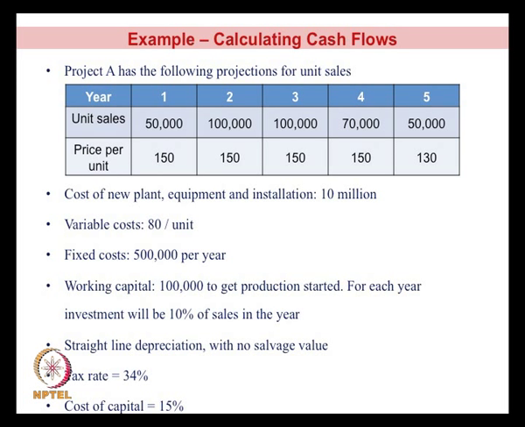For running the plant, there are some costs that are incurred on a yearly basis. For example, there are some fixed costs to the tune of about 500,000 every year, and then there are certain amount of variable costs which depend upon the number of units that are produced in a given year. So the variable costs are about 80 per unit.